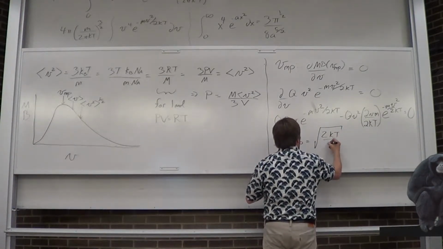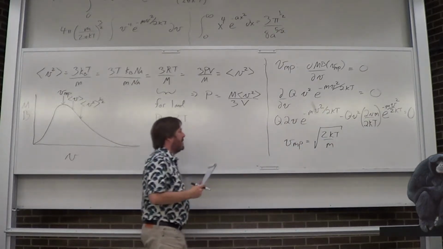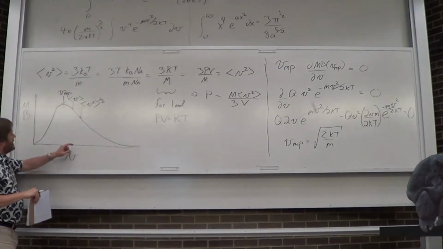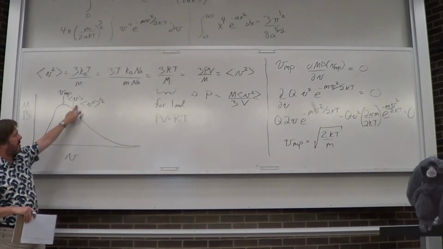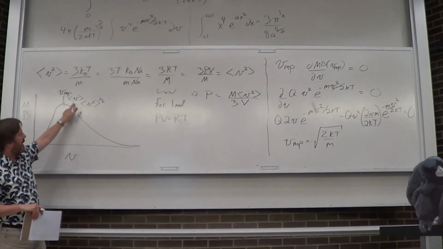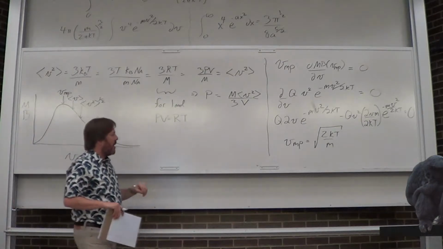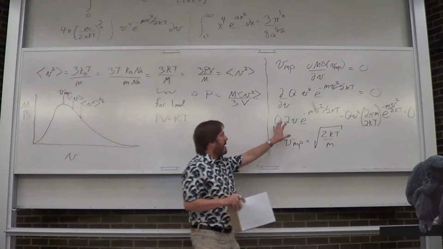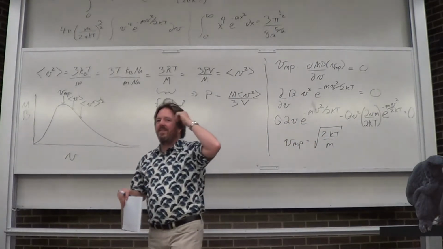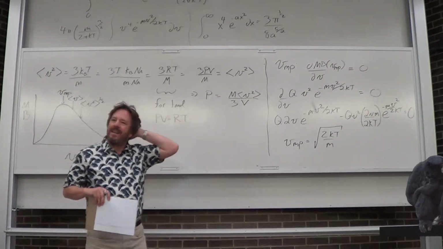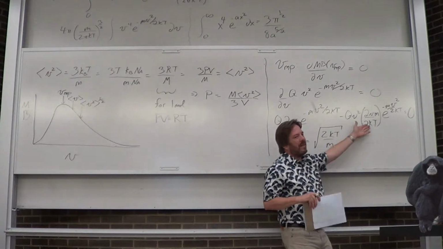The most probable speed is the square root of 2kT over m, which is obviously less than the square root of 3kT over m, and pi, if you recall, this is 8 over pi, which is between 2 and 3. So it all makes sense. Anyway, on an exam, I'll give you the distribution of cats. You find the most probable cats. Do this. It's really not that hard.